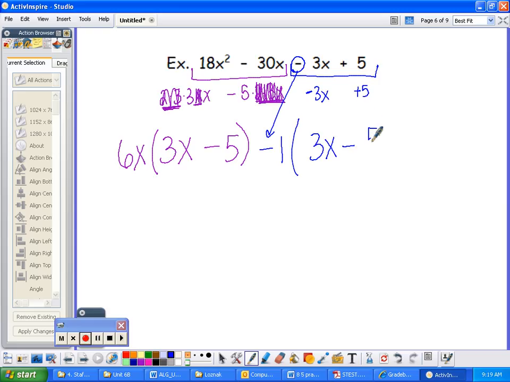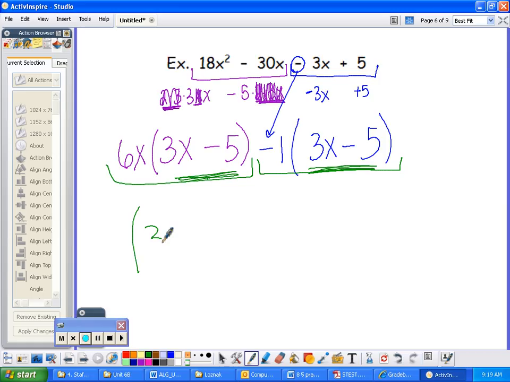Always keep in mind that you have a group here and a group here, and eventually you need the same thing in both groups. So if you're not sure about the sign, always take a look at the other group. What do the two groups have in common? We've already seen 3x minus 5. Put it in parentheses. That's my greatest common factor.